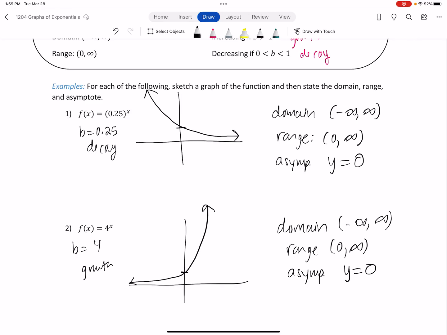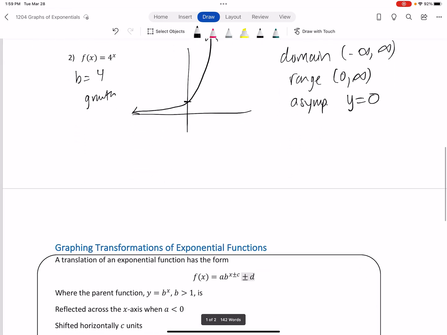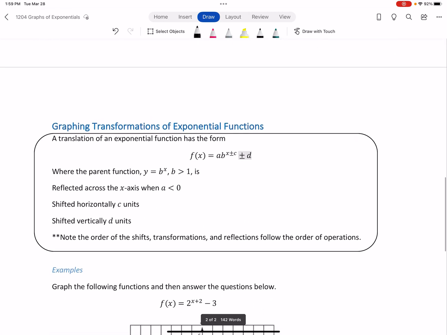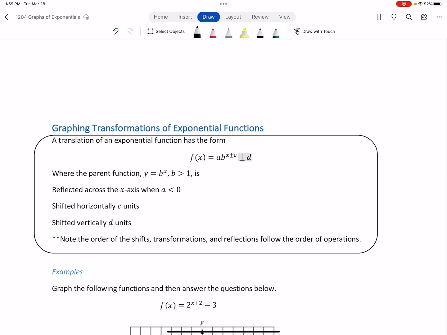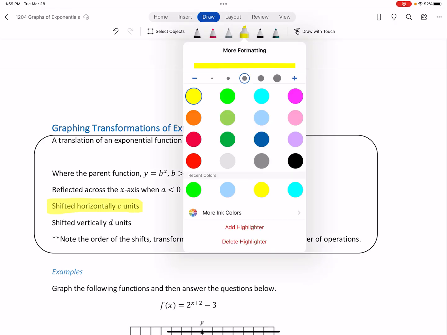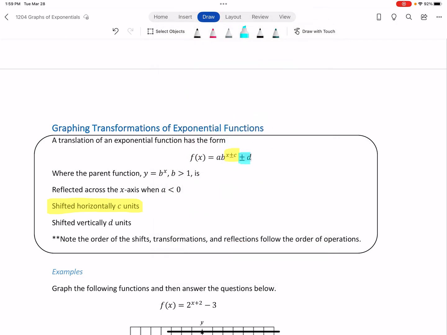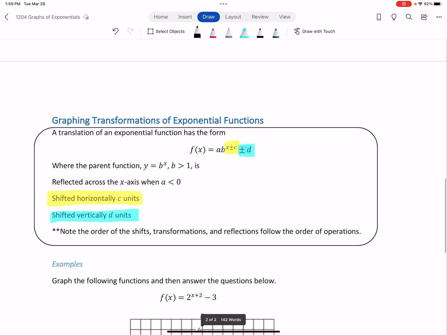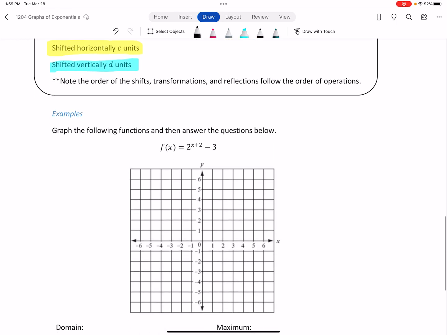So when will the domain, range, and asymptote change? Well, they'll change if you have transformations of your function, okay? So we talked about transformations a long time ago. Remember, when you add or subtract to the x, it shifts it horizontally. And when you add or subtract at the end, it shifts it vertically, okay? If we put a number in the front of that a in there, we could flip the graph over or not. So here's a function, 2 to the x plus 2, minus 3.